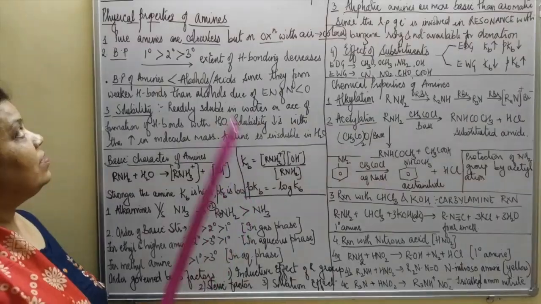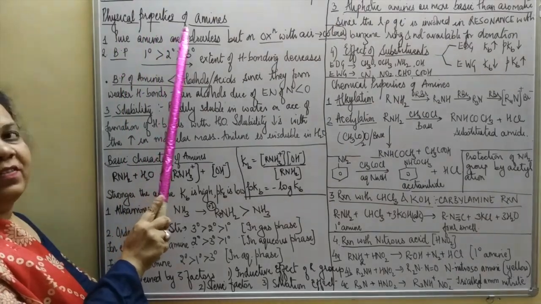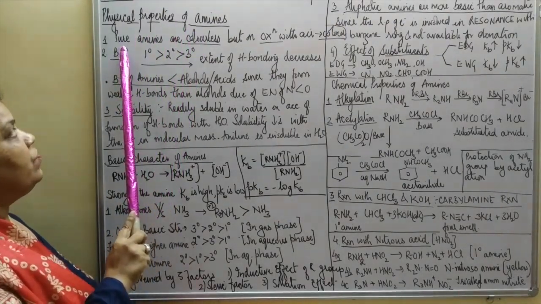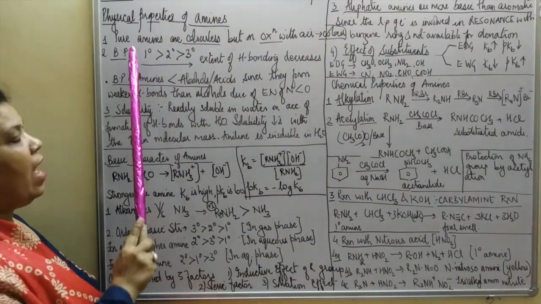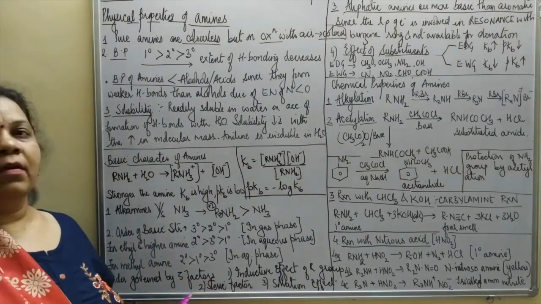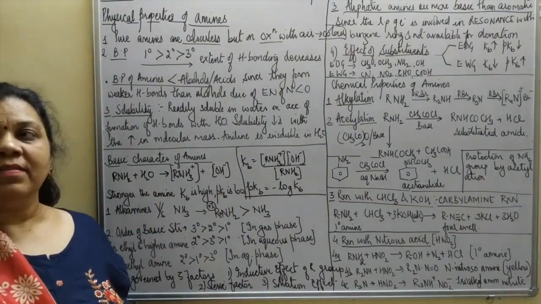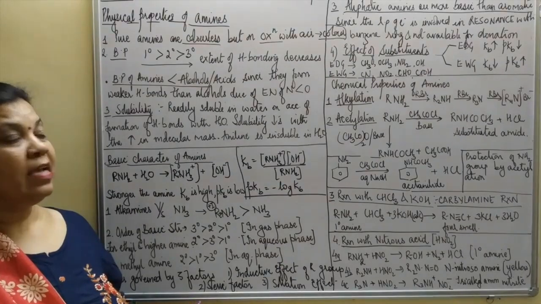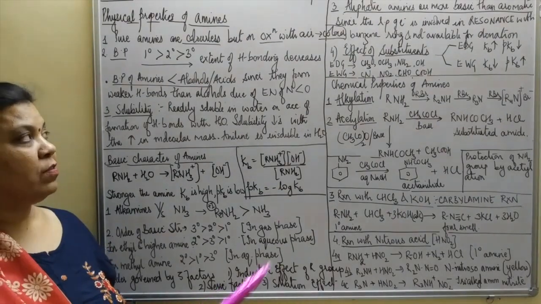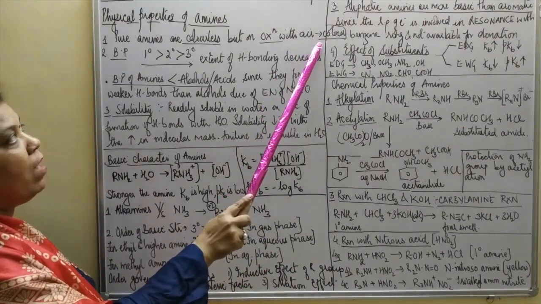next topic. Let's now study the physical properties of amines. The first physical property of amine is that in the pure state the amines are colorless, but when oxidized, as a result of oxidation, they will develop color.